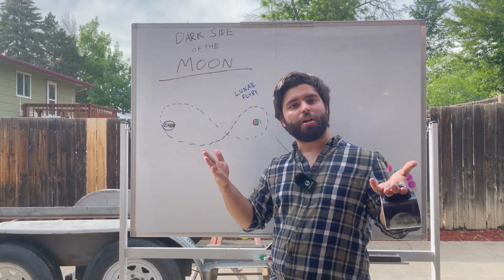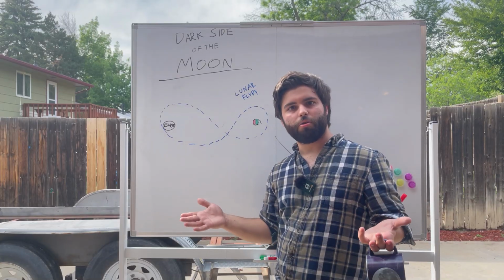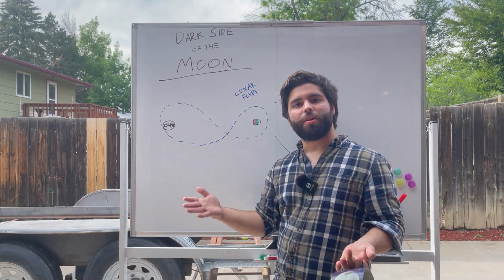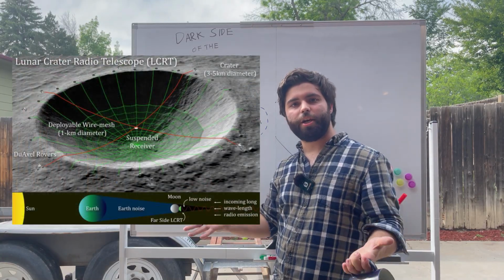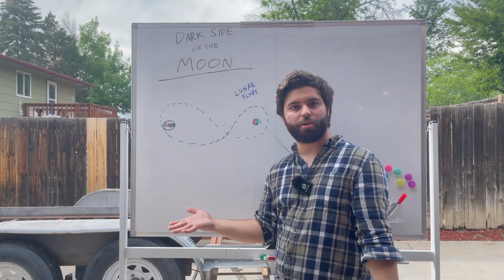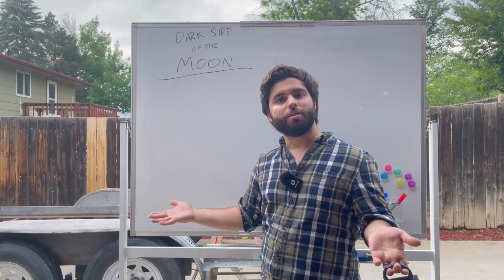And also because it's on the opposite side of Earth at all times, it's blocked from all radio signal on Earth. So it would actually make a really good spot to put a radio telescope. And there are actually talks about putting a giant radio telescope on that dark side of the moon because of how well it's protected from radio signals on Earth. So hopefully now you know more about what the dark side of the moon is and what we know about it.